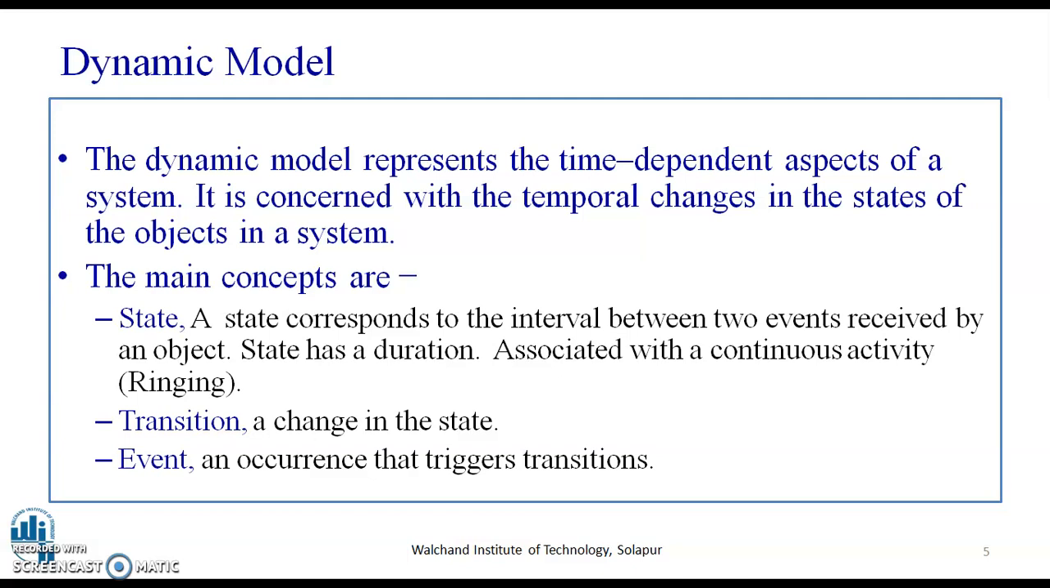Next, transition. What is transition? Transition is a change in the state. And then, why does this transition occur? This transition occurs because of the event. So, an event is basically an occurrence that triggers the transition. So, event can be the ringing of the bell, which makes the object transit from one state to another. Therefore, event causes transition and transition causes the state to change from one state to another.